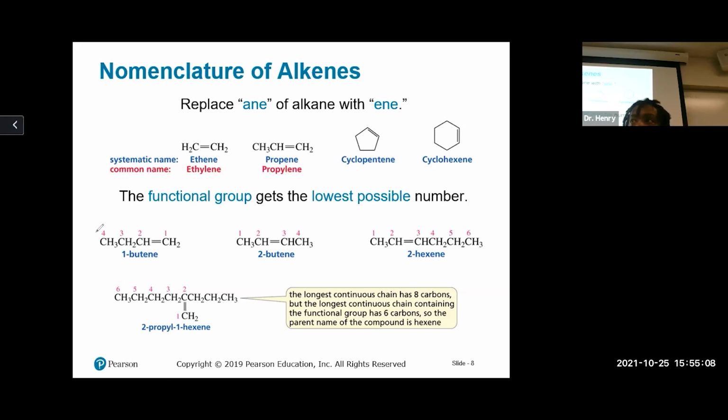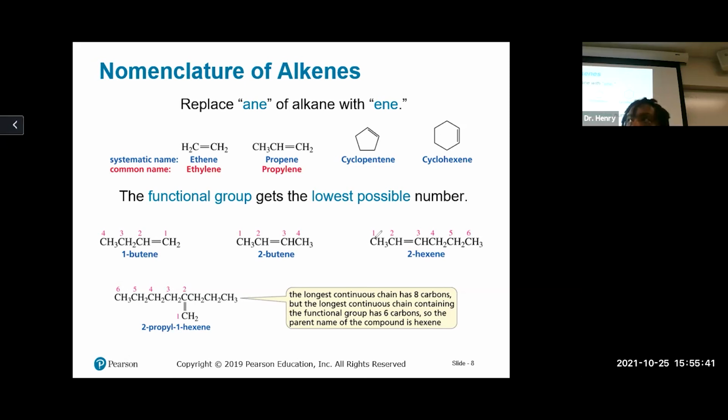You always want to count the longest chain. So that's 1, 2, 3, 4. We start from over here because the double bond is right here. It's the functional group that we're talking about, so it has the lowest possible number. The double bond is always between the first carbon it starts on and the carbon it ends on. It starts on the 1, so you just use the 1 to give it its number. This guy, 1, 2, 3, 4, would be 2-butene.